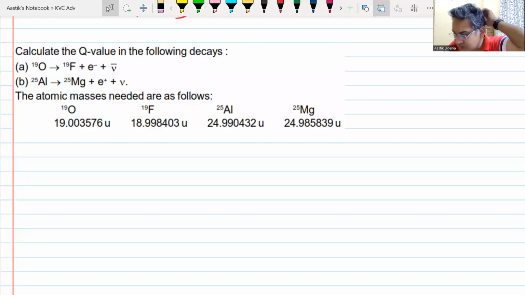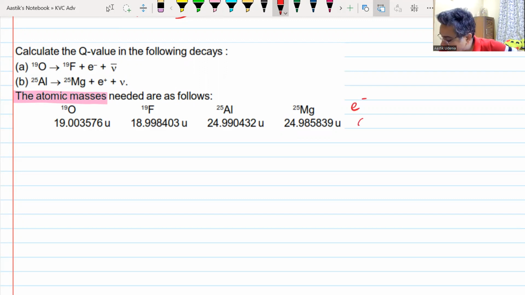And this is a simple question that you have to solve. You have to find out the Q value in the following decays. Remember what is given here is the atomic masses, mass of the atom. The atomic mass of electron is not given, so I will just give it. The atomic mass of an electron is 0.511 in MeV over c square, because you might be requiring this.